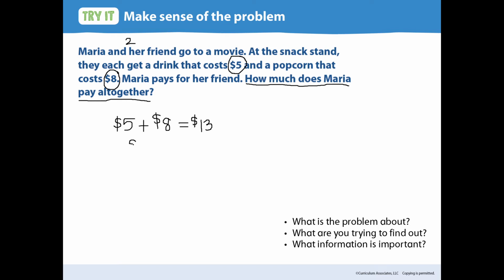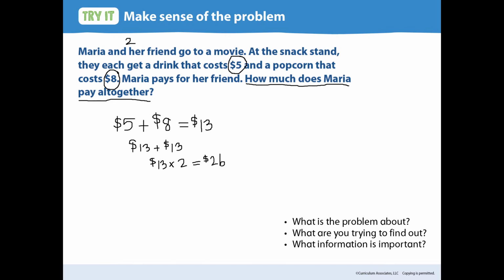26. So I'll write that out: 13 plus 13, or $13 times 2. And each of those is going to come up with $26. So that's one way to solve.